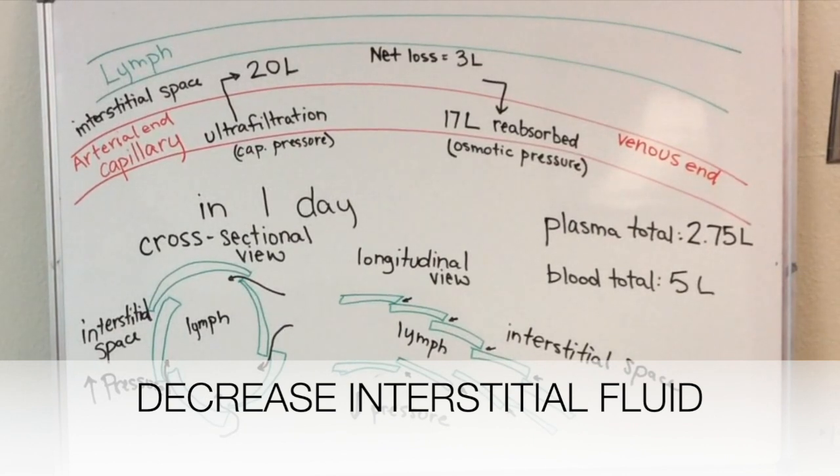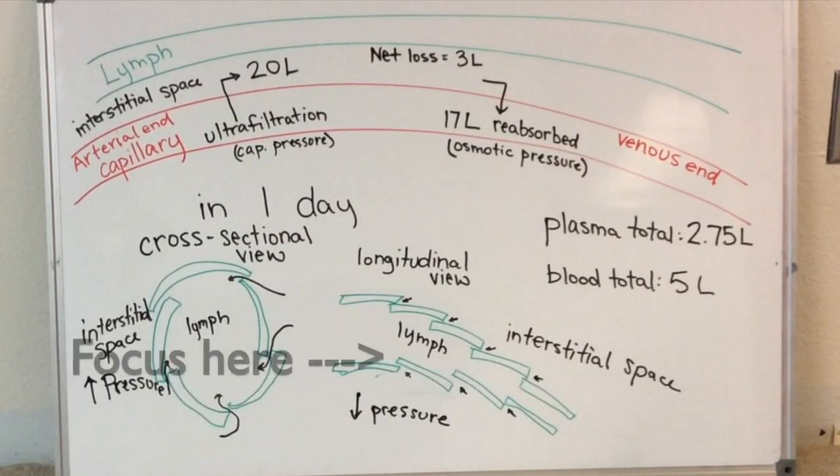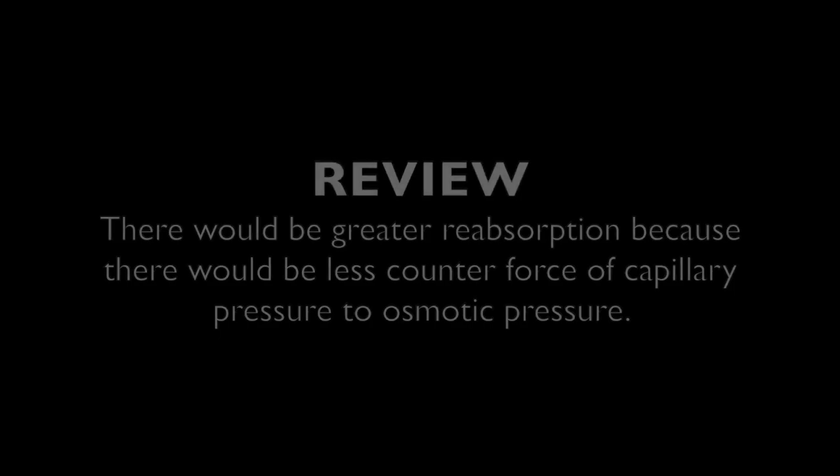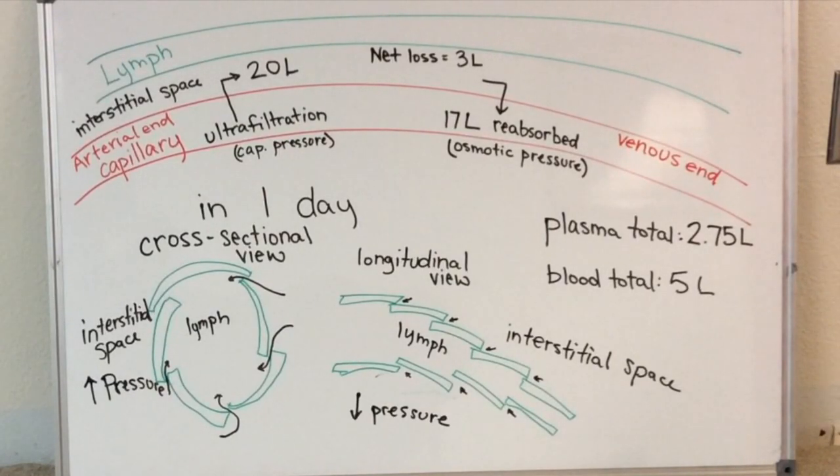In contrast, when pressure is dropped, as would be the case if someone was dehydrated or experiencing a blood hemorrhage, capillary pressure would drop and there would be greater reabsorption on the venous end. This would lead to less fluid being left in the interstitial space. Less pressure would be exerted on the lymphatic vessels, and less fluid would enter into the lymph. This is how the lymphatic system helps to regulate and maintain appropriate interstitial fluid and help maintain total plasma volume within the capillary system.